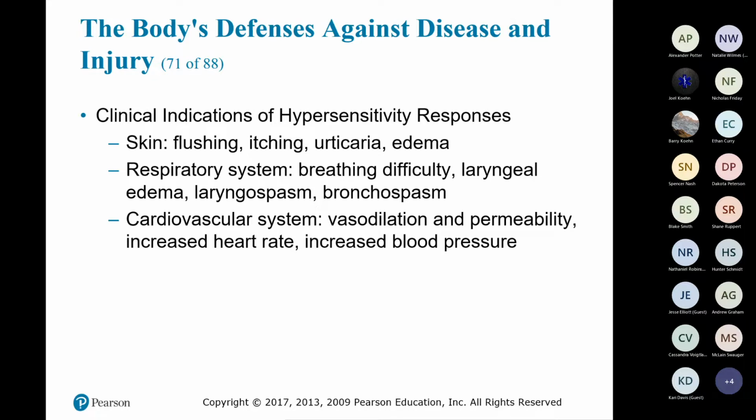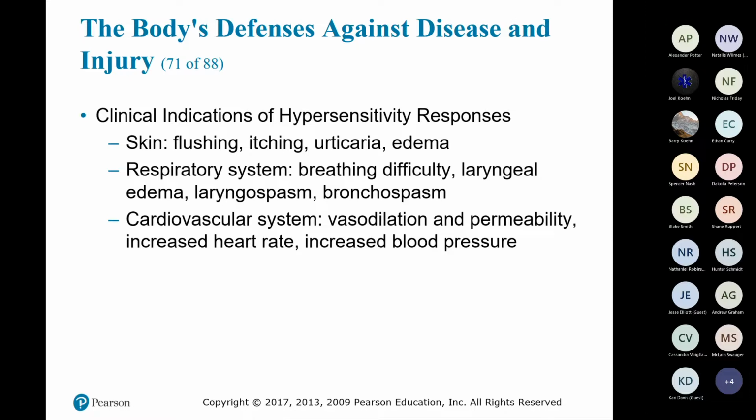So flushing, we know we get flushing of the skin due to vasodilation of the blood vessels. We know we get itching, right, due to histamine as well. What is another name for urticaria? Hives. Hives, right? And then we get edema. Why do we get edema? There's two different reasons. Inflammation, for one, and for two, as our blood vessels dilate, remember they become semi-permeable. So essentially the walls of them change and they leak out any fluid that is not blood. That's why we essentially swell up a little bit.